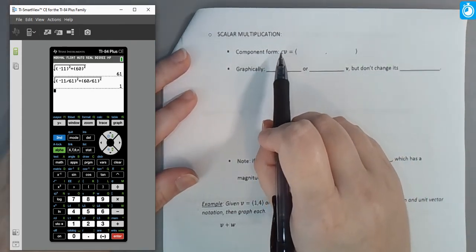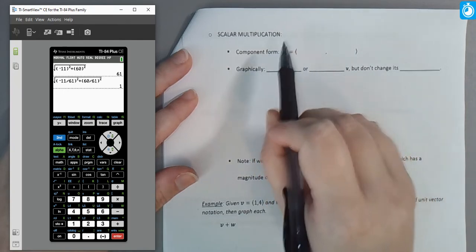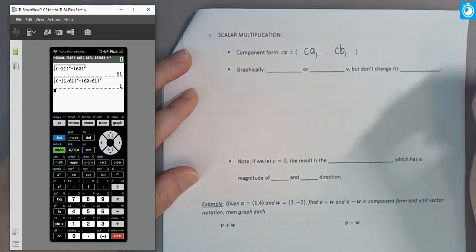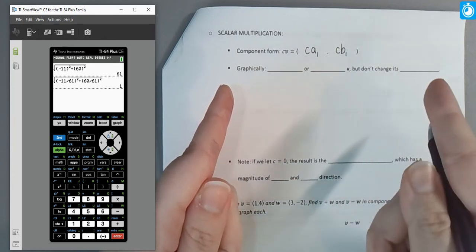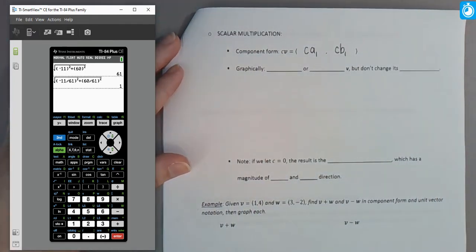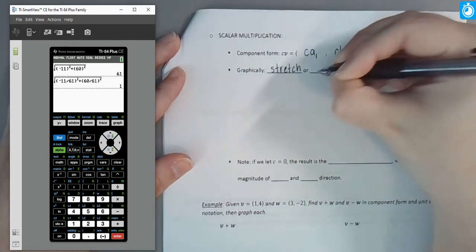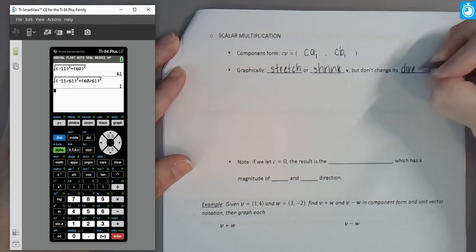So if we're multiplying our scalar, c, by this vector v, think of c as multiplying by each of these individual components. It's kind of like distribution. So we're going to multiply our scalar by each of the individual components for our original vector. And so what that's going to do is it's either going to take our original vector and lengthen it by a factor of c, or shorten it by a factor of c, depending on whether or not c is greater than 1 or less than 1. And of course, if c is negative, that means we flip and point in the opposite direction. So from a graphical standpoint, we're either going to stretch or shrink the vector v, but we don't change its direction.